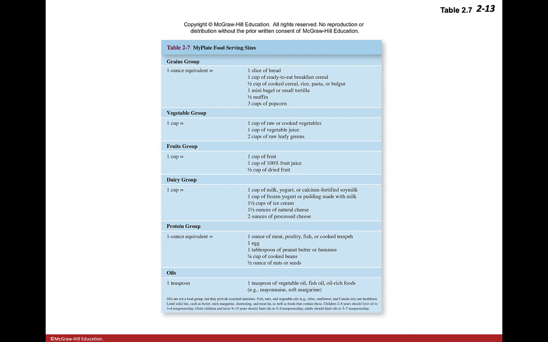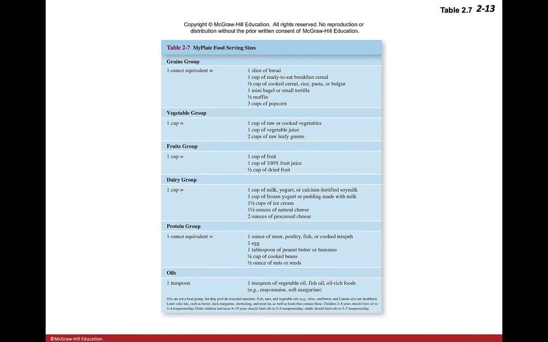If we look at vegetables, a cup of raw or cooked vegetables. We can look at a cup of vegetable juice. But notice as far as the leafy greens, because of the volume, that's actually going to be up to 2 cups. And you can see the equivalence here, okay? And so I think it's important to get an idea of what that actually means overall.